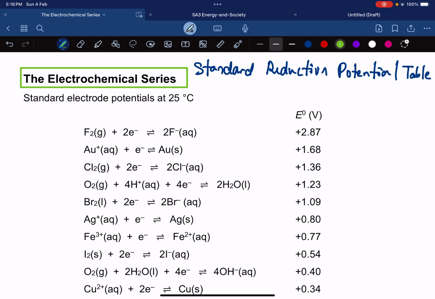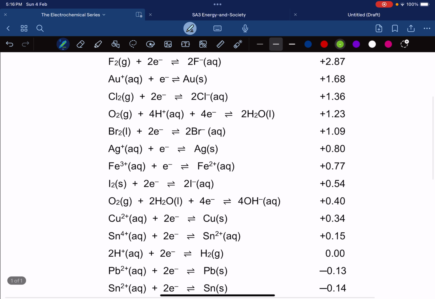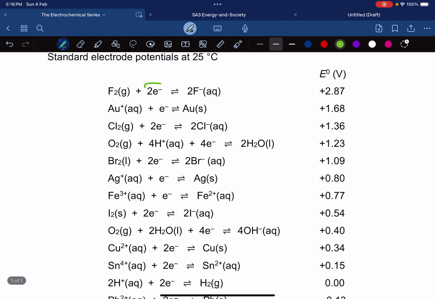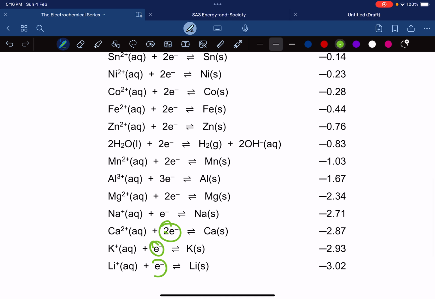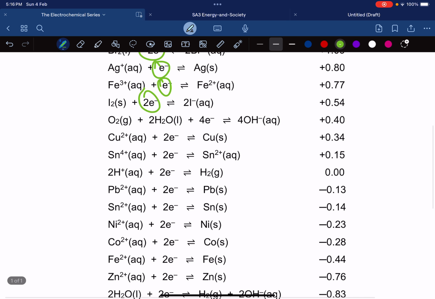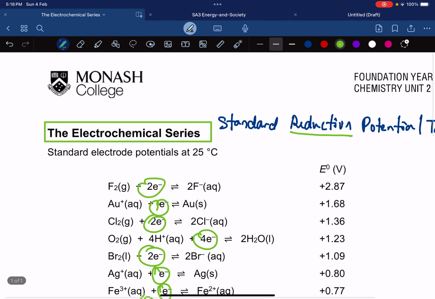So let me explain each of these words here. Let me explain reduction. If you look at every single equation here, you will notice one thing. All of the equations are written in a reduction fashion. That means electrons are written on the left hand side of the arrow. So all of these equations are written as reduction. Got it? Okay, so that's why it's called the reduction.